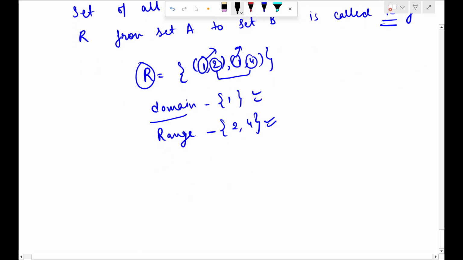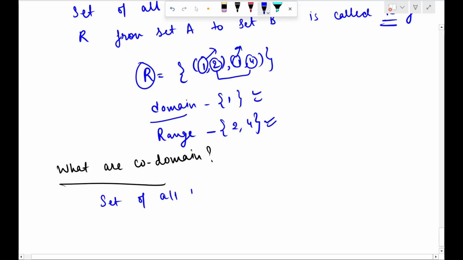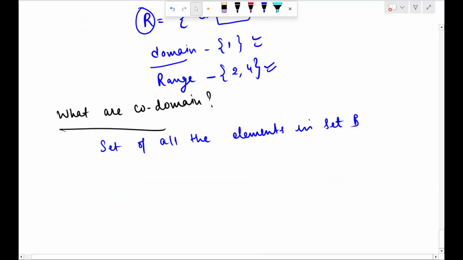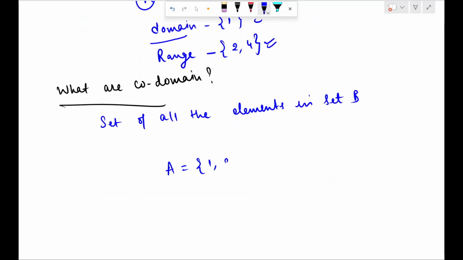Next we have, what are codomains? The codomain is the set of all the elements in set B. So if we have A is {1, 2} and B is {3, 4}, then the domain is {1, 2}, and the codomain is all the elements of set B, {3, 4}.